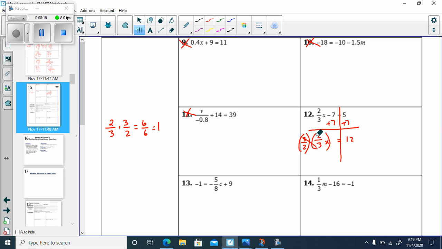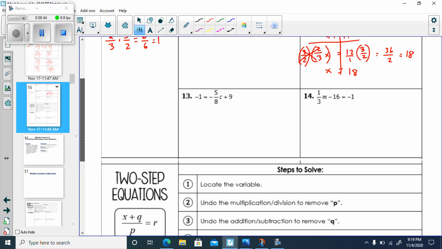When I do so, these cancel, and I just have x is equal to, now remember, what we do to one side, we have to do to the other. So we've got to multiply this by the reciprocal. 12 is the same as 12/1. So that gives me 36 divided by 2, which is 18. So x is equal to 18.